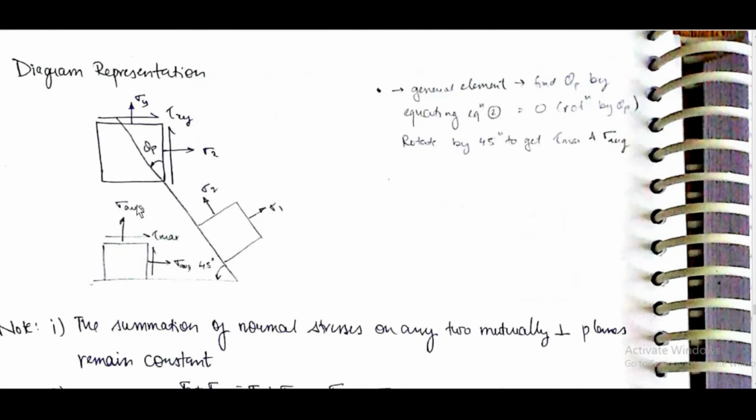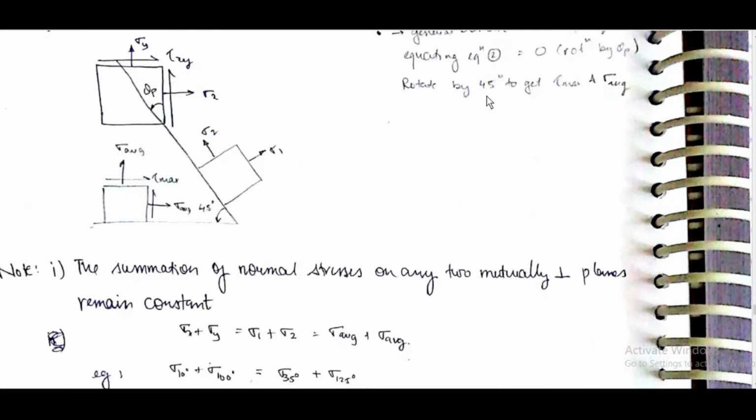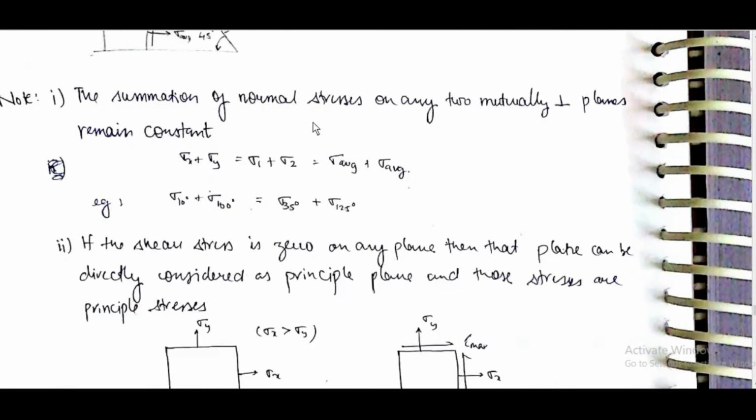Diagram representation: sigma x, sigma y, tau xy, theta p in this plane, sigma 1, sigma 2. For a general element, find theta p by equating equation 2 to 0, then rotate by 45 degrees to get tau max and sigma average. The summation of normal stress on any two mutually perpendicular planes remains constant. Sigma x plus sigma y by 2 is equal to sigma 1 plus sigma 2 by 2, equal to sigma average plus sigma average. Sigma 110 degrees plus sigma 100 degrees is equal to sigma 35 degrees plus sigma 125 degrees.